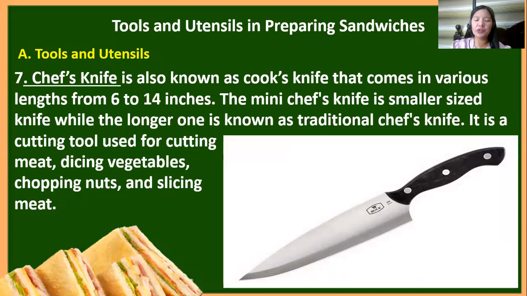Chef's knife, also known as cook's knife, comes in various lengths from 6 to 14 inches. The mini chef's knife is a smaller sized knife, while the longer one is known as the traditional chef's knife. It is a cutting tool used for cutting meat, dicing vegetables, chopping nuts, and slicing meat.